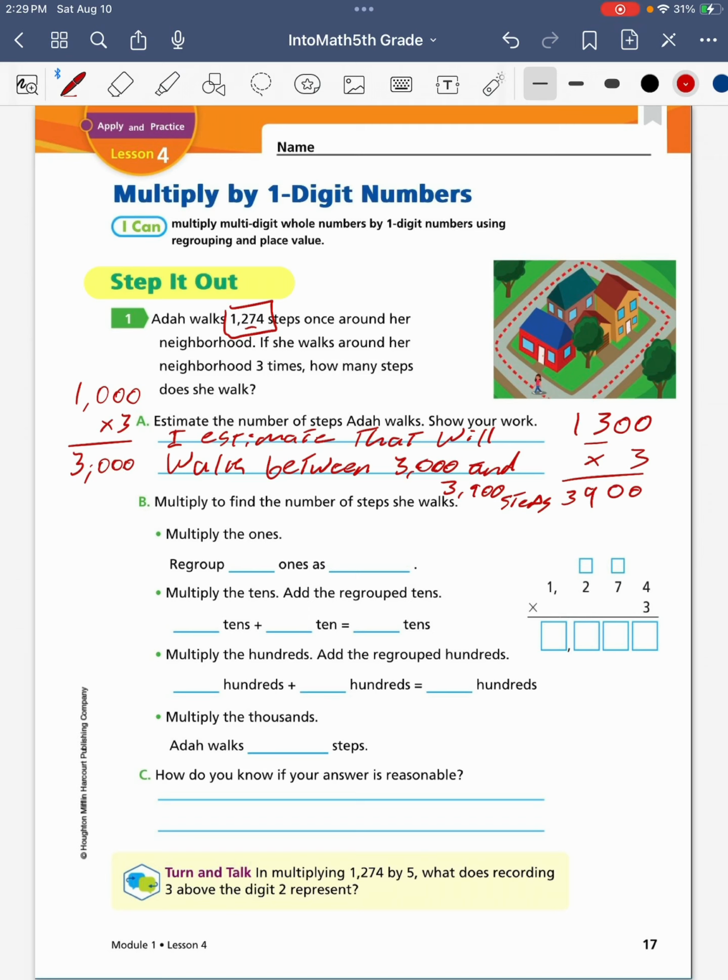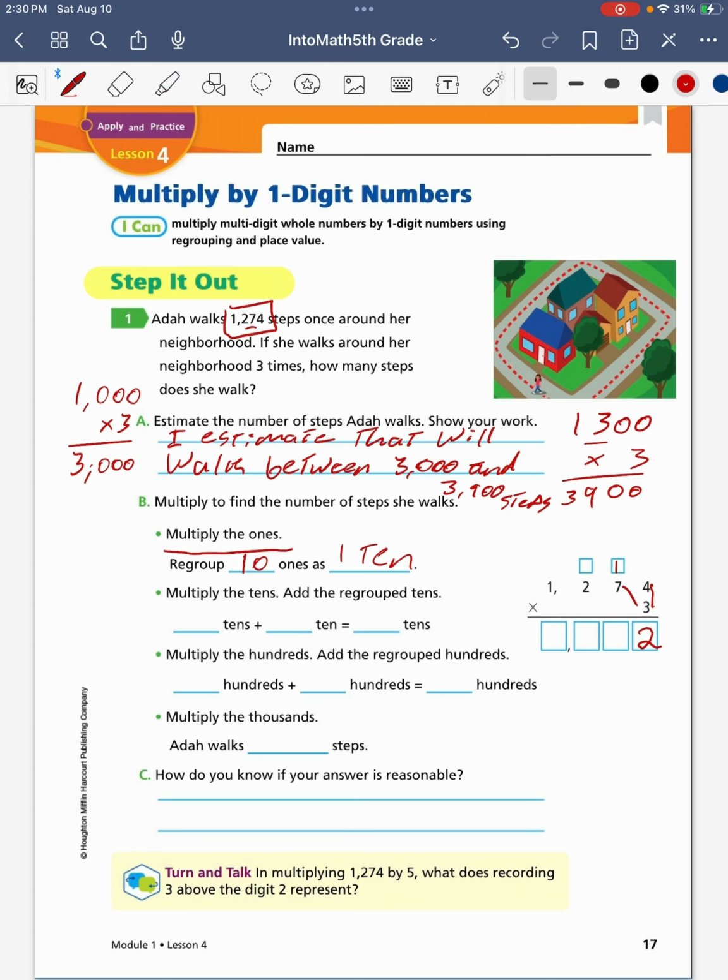Now that we have an estimate for how far we think she's going to walk, we're going to take it step by step and multiply to figure out what 1,274 times 3 equals. First step, we multiply our ones. We multiply 3 times 4. That gives us a product of 12. I put my 2 down here in the ones place, and I regroup the 10 ones in the 12 as 1 ten and put it over that 7 tens.